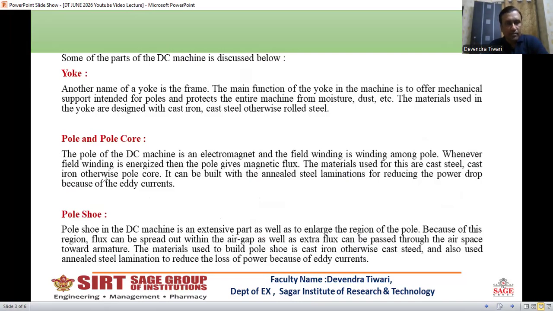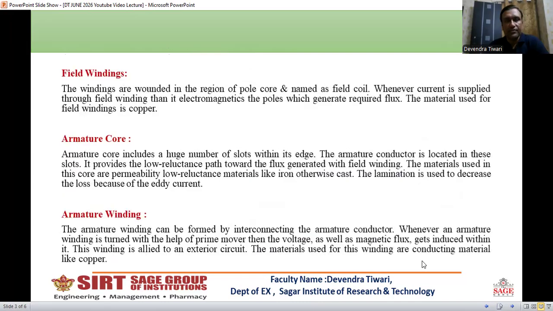Then the part, pole shoe. Pole shoe in DC machine is an extended part used to enlarge the region of the pole for providing more flux. Because of this region, flux can be spread out within the air gap, and extra flux can be passed through the air space toward the armature. The material used to build pole shoe is cast iron, cast steel, and also annealed steel lamination to reduce loss of power because of eddy currents.